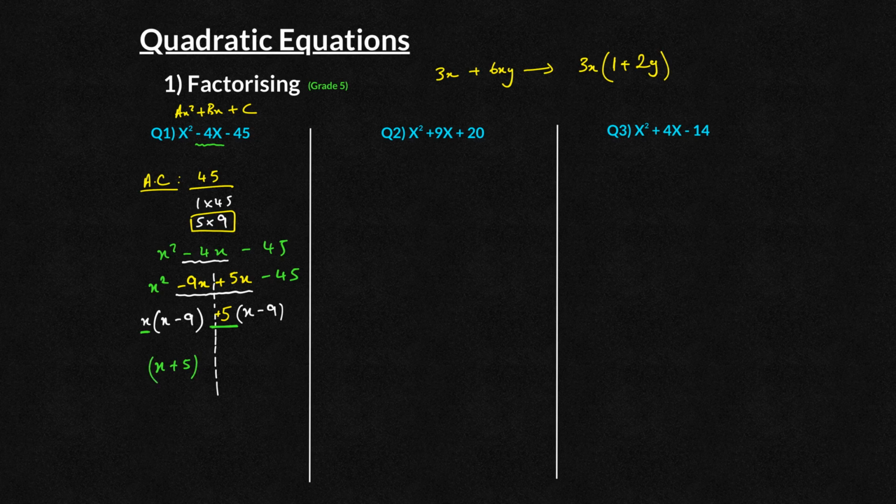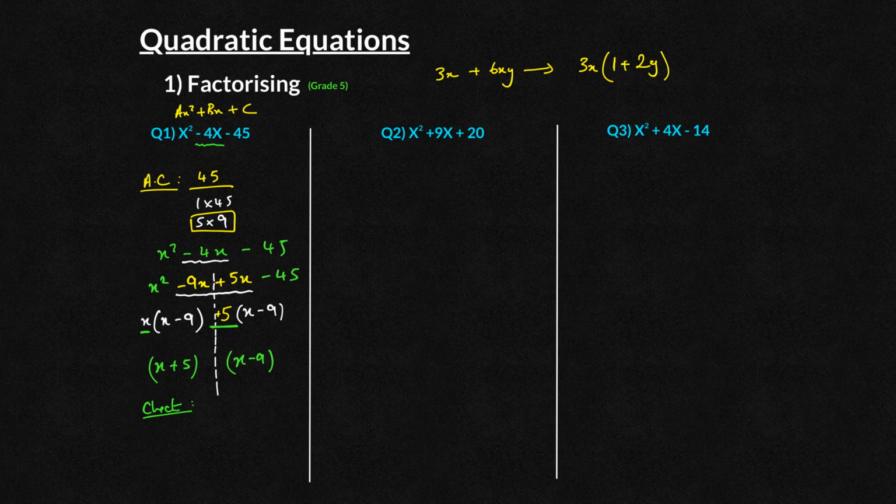Put that into a bracket. And then I just need to copy down the bracket that we got in the first place, which is the x minus 9. So we've now factored that quadratic equation. Okay, and you can always check because we can use FOIL.